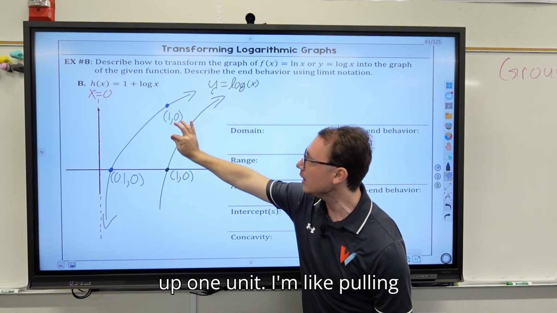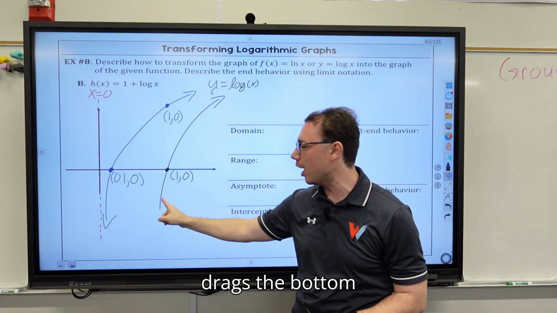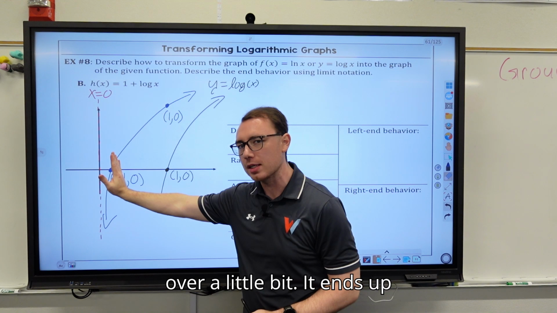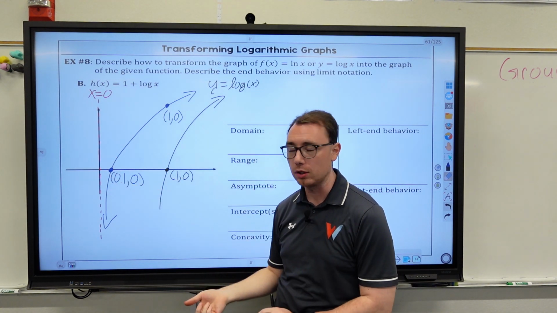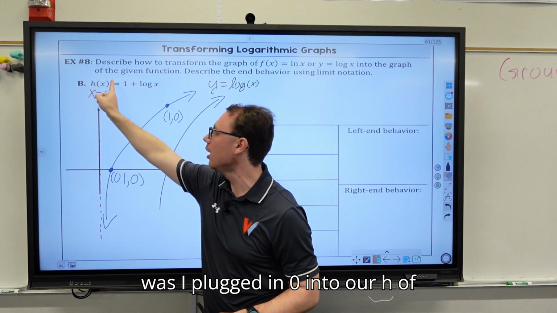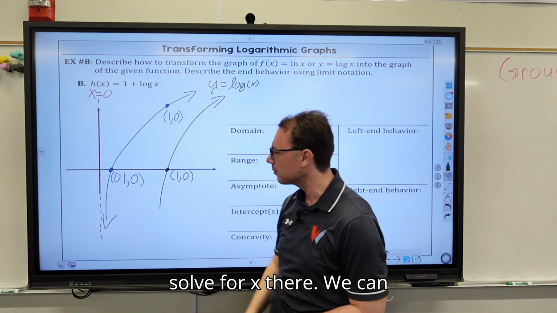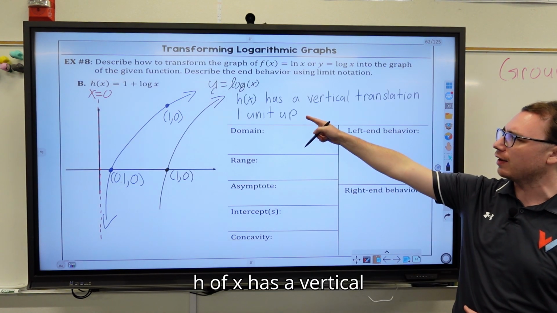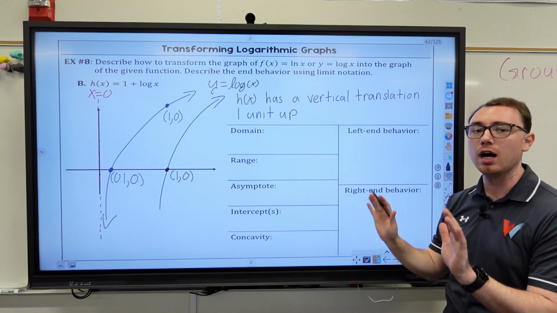I'm pulling that point up 1 unit, which drags the bottom part of this graph over a little bit. It ends up intercepting at (0.1, 0). All I had to do for that was plug 0 into our h of x, not into x, but h of x, and then solve for x. We can describe this transformation as h of x having a vertical translation 1 unit up.